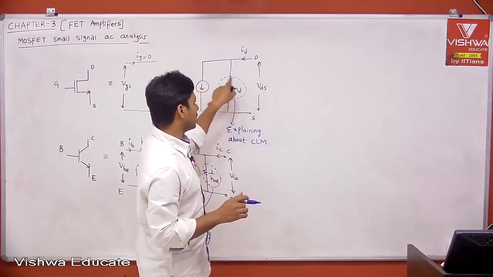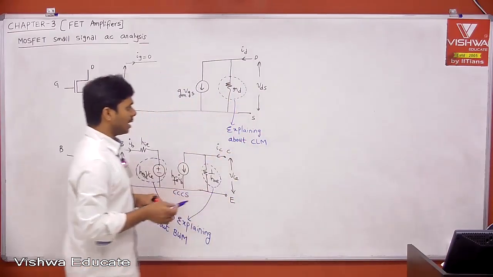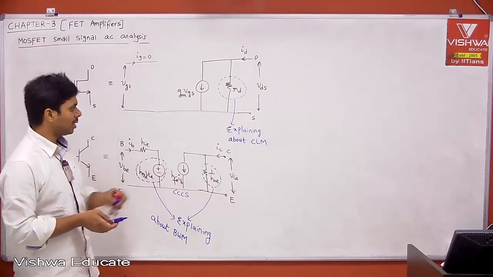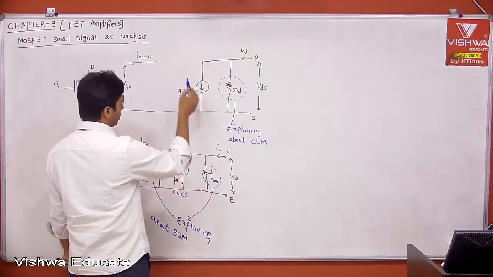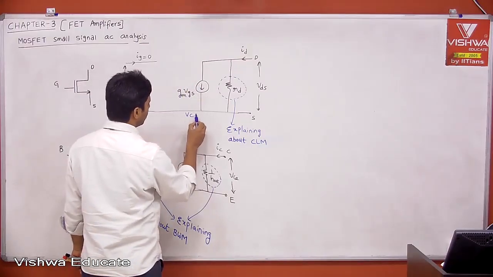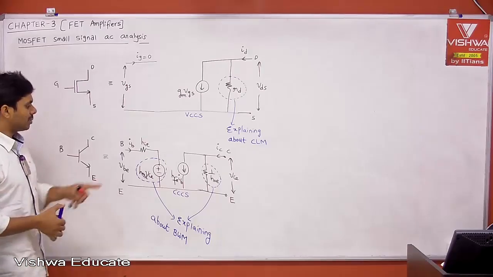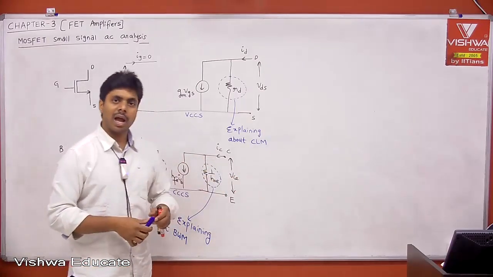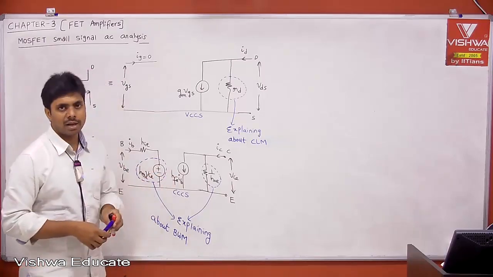That's why the small RD is also represented. Therefore, explaining about channel length modulation. Just as we have base width modulation, similarly channel length modulation. Okay, and the GM into VGS, that is nothing but a voltage controlled current source, right? This is your H parameter model, right? Then we got another model, the hybrid pi model. There also we have GM into VBE, etc., right?